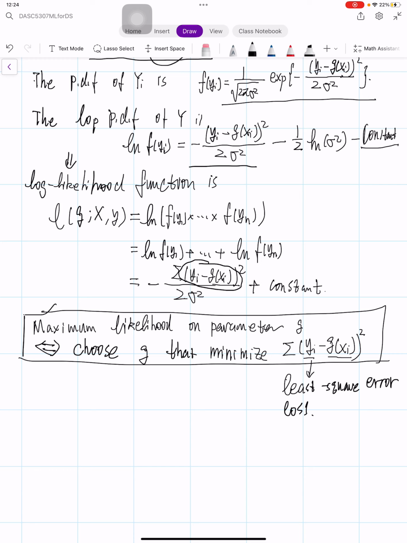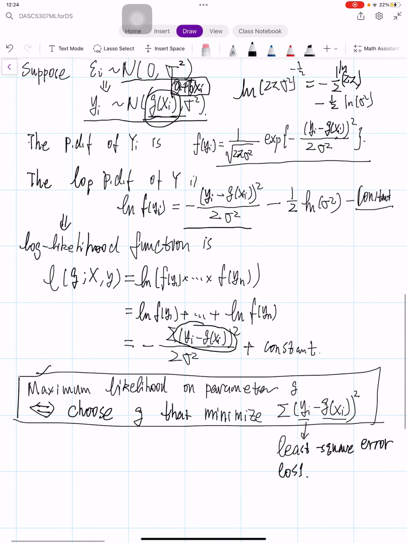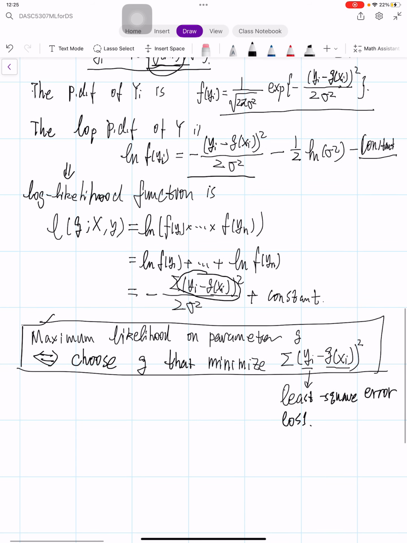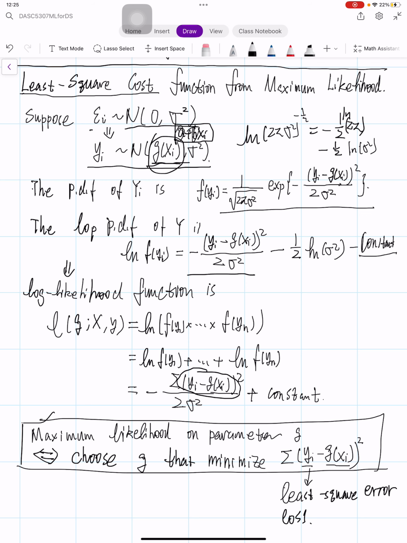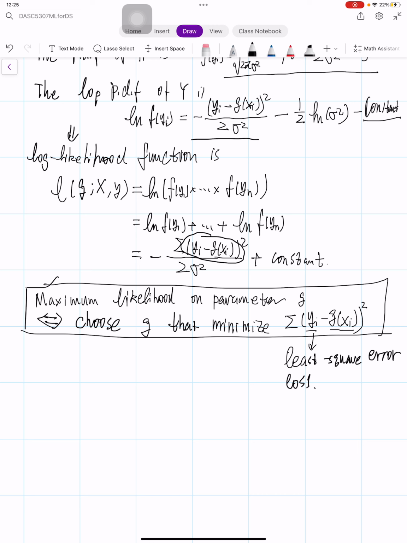In other words, if we assume some functional form for g, for example a linear model, simple linear regression, we treat g as a distribution parameter. If the noise is normally distributed, maximum likelihood tells us that estimating g is equivalent to minimizing the least square error loss. That is why, when we assume normal errors, we always use the least square error loss.